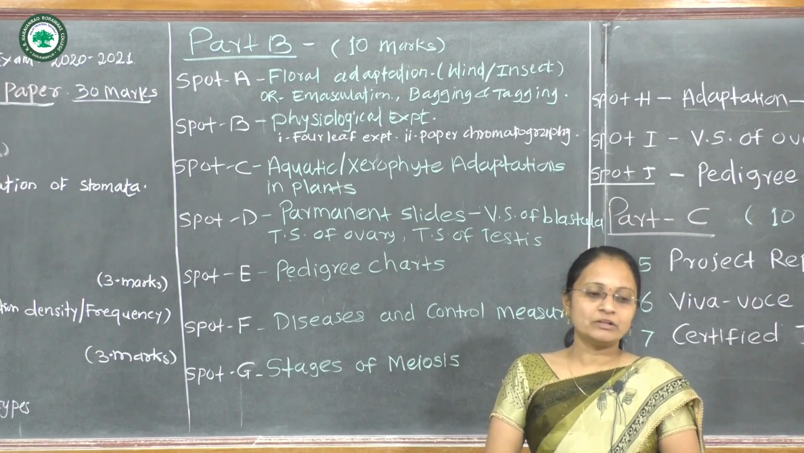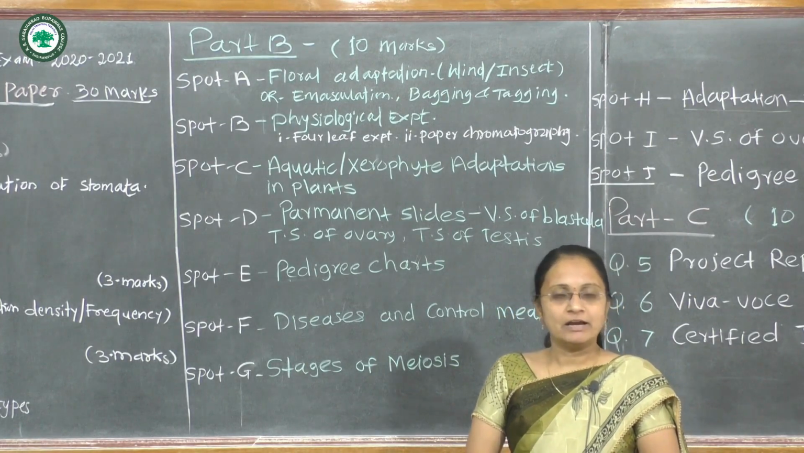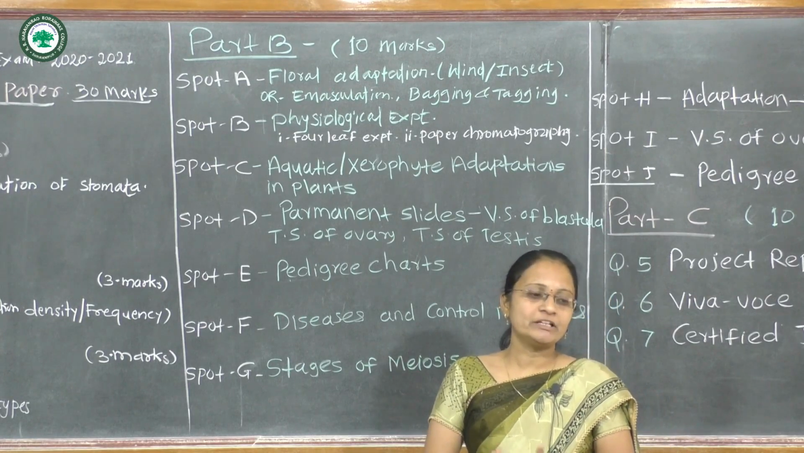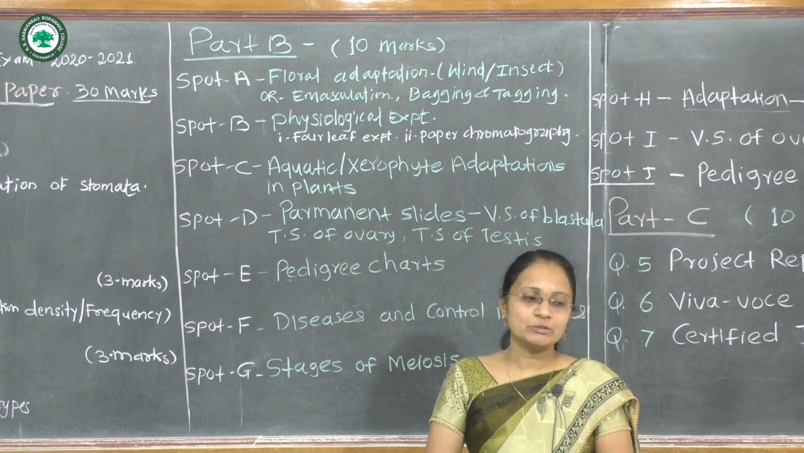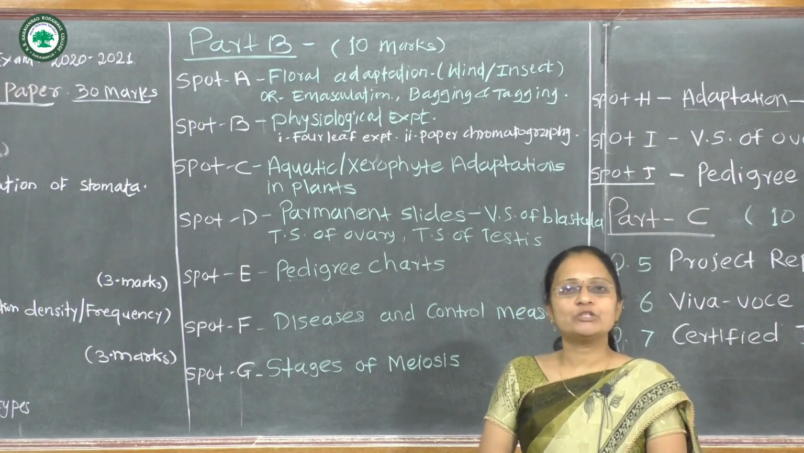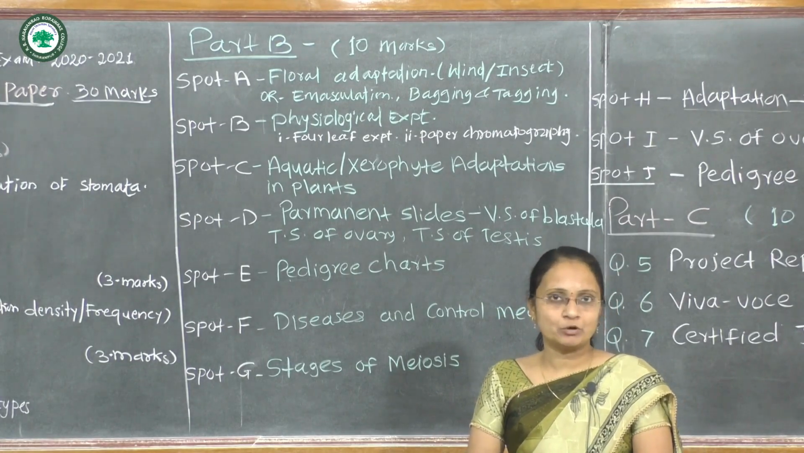Again, an alternative for that is the imbibition of the seed as well as the resin. You identify whether the seed gets imbibed, how this imbibition process takes place, and explain that. Another alternative in spot B is the separation of the pigments by paper chromatography.